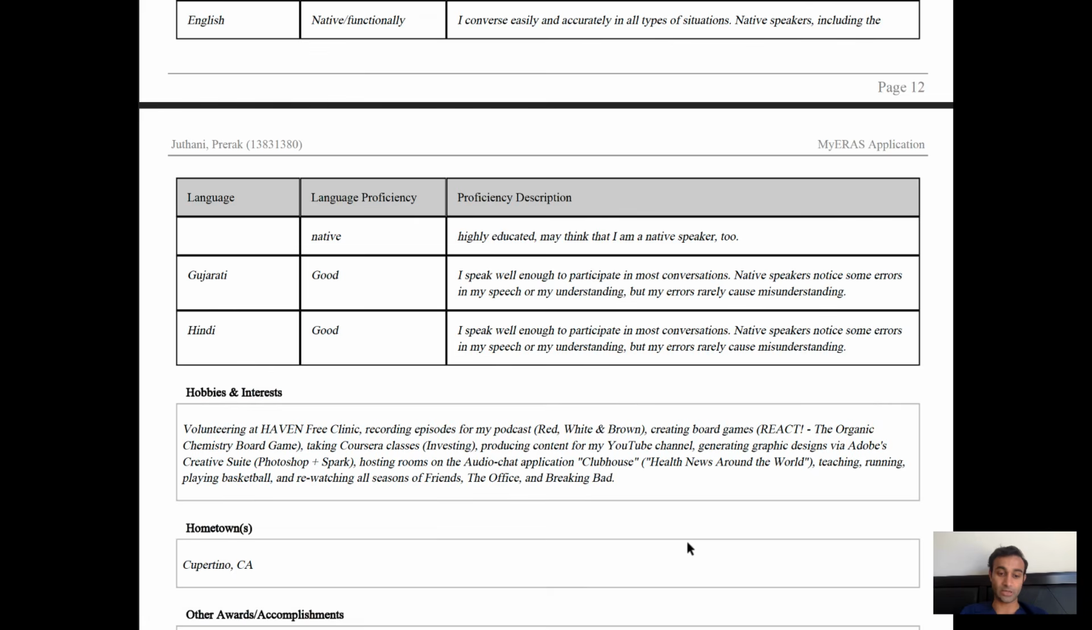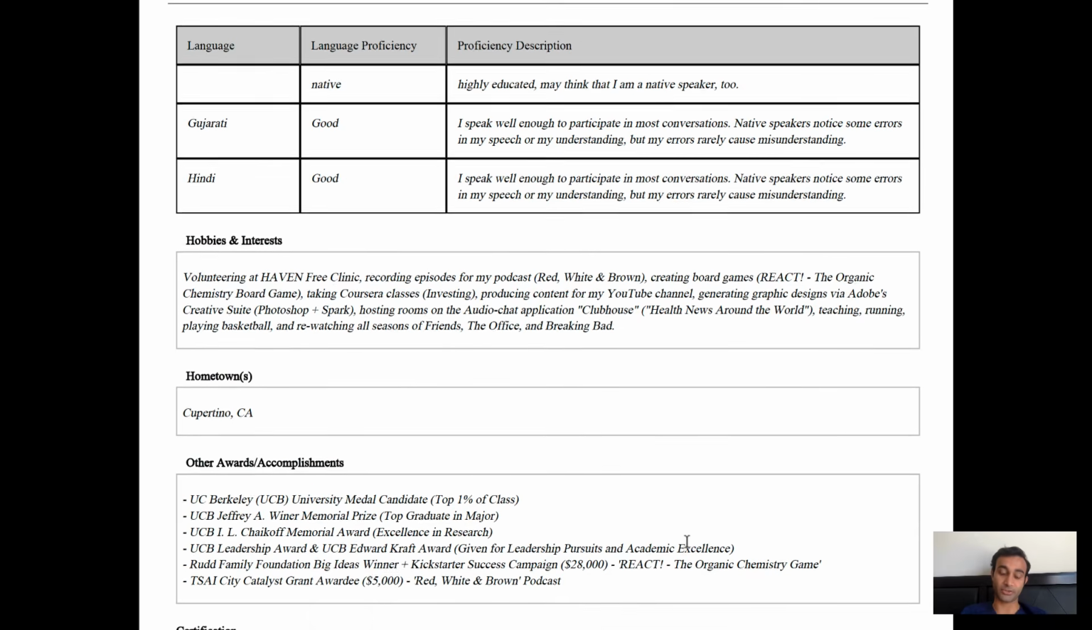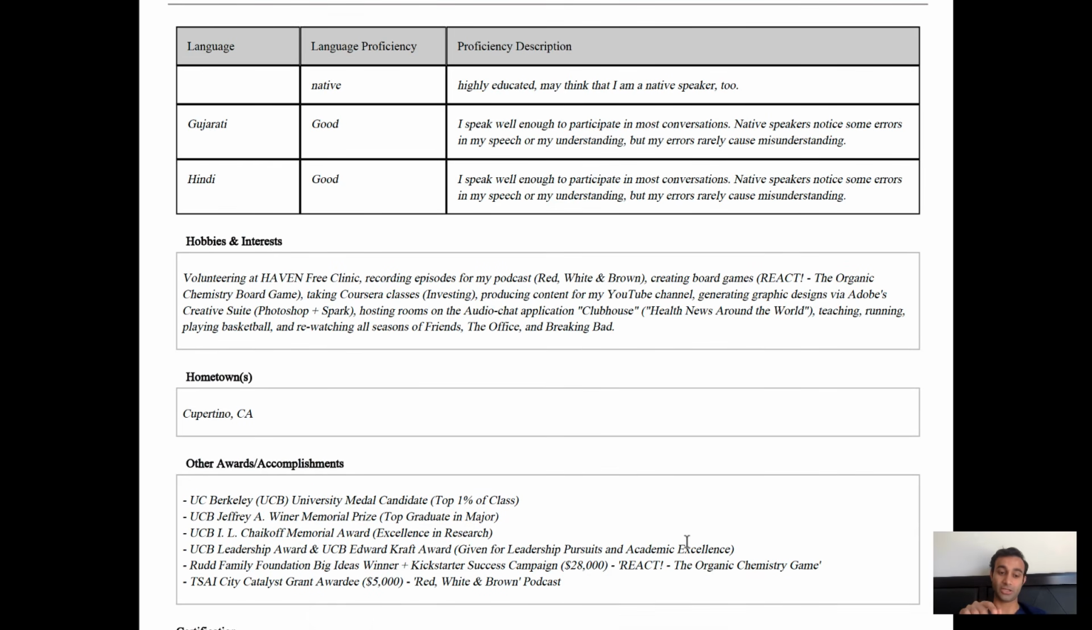You can mention your hometown as well as your other awards and accomplishments. This is actually where you can mention anything you got outside of medical school, I mean outside of college. So you can see I listed a few of my Berkeley awards here, as well as awards that I got that are not necessarily directly related to medical school.